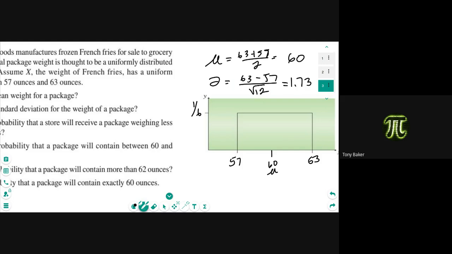Because as with any kind of distribution or any kind of data, you're always going to have to be able to find your mean and your standard deviation. Those two are the most important pieces of information that you're going to need. And we're going to use them a lot tonight.